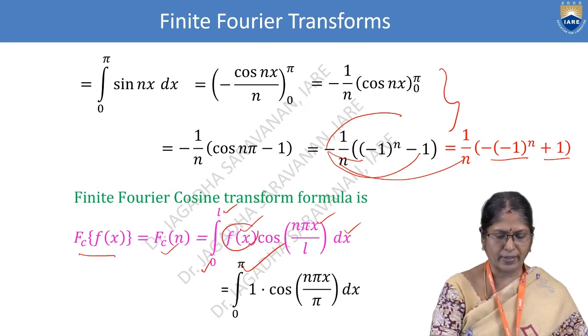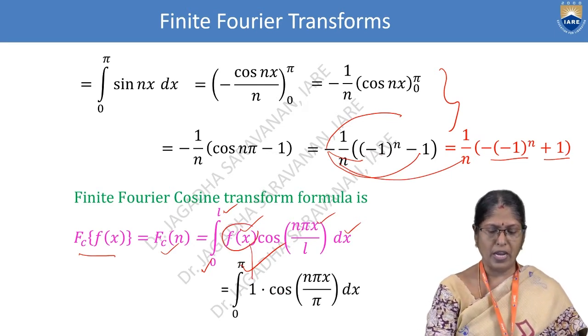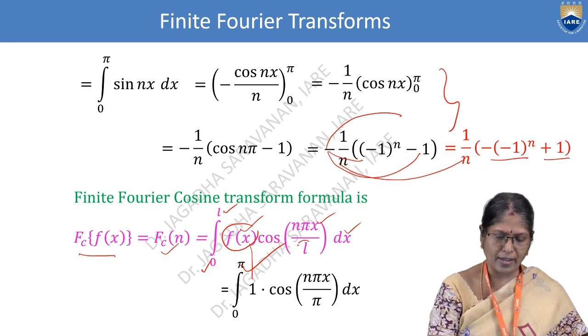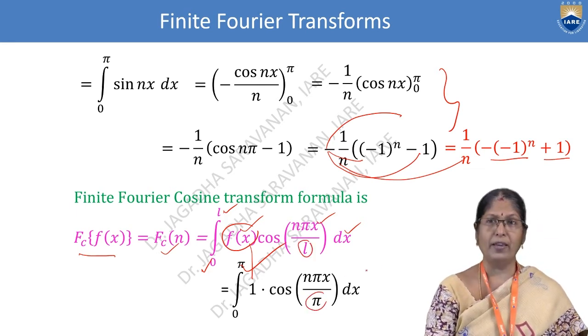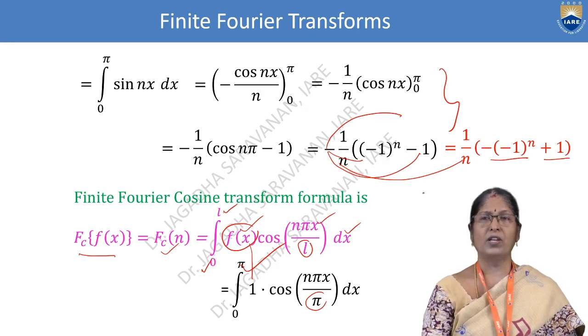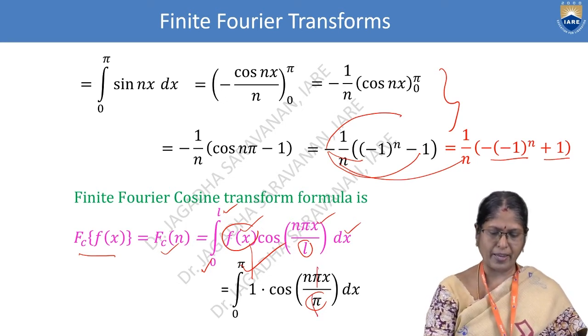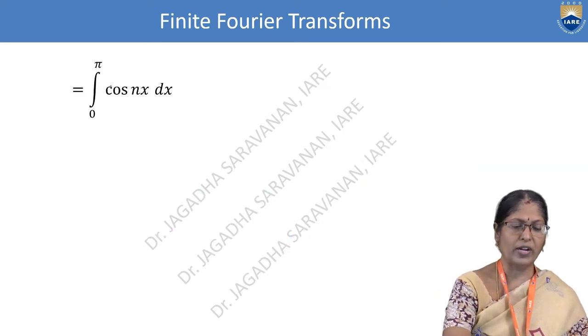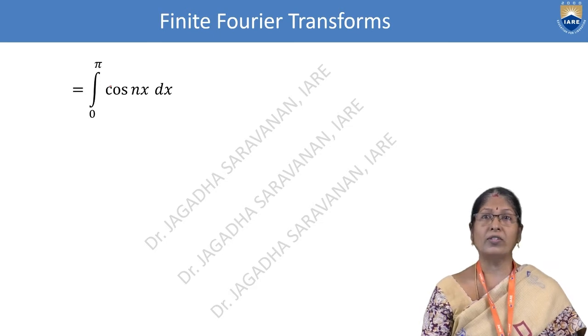Our f of x is 1, into cos of n pi x by L, where L is replaced by pi because our interval is 0 to pi. So L is playing the role of the length of the interval, which is pi. This pi cancelled, so the remaining is the integral from 0 to pi of cos nx dx.